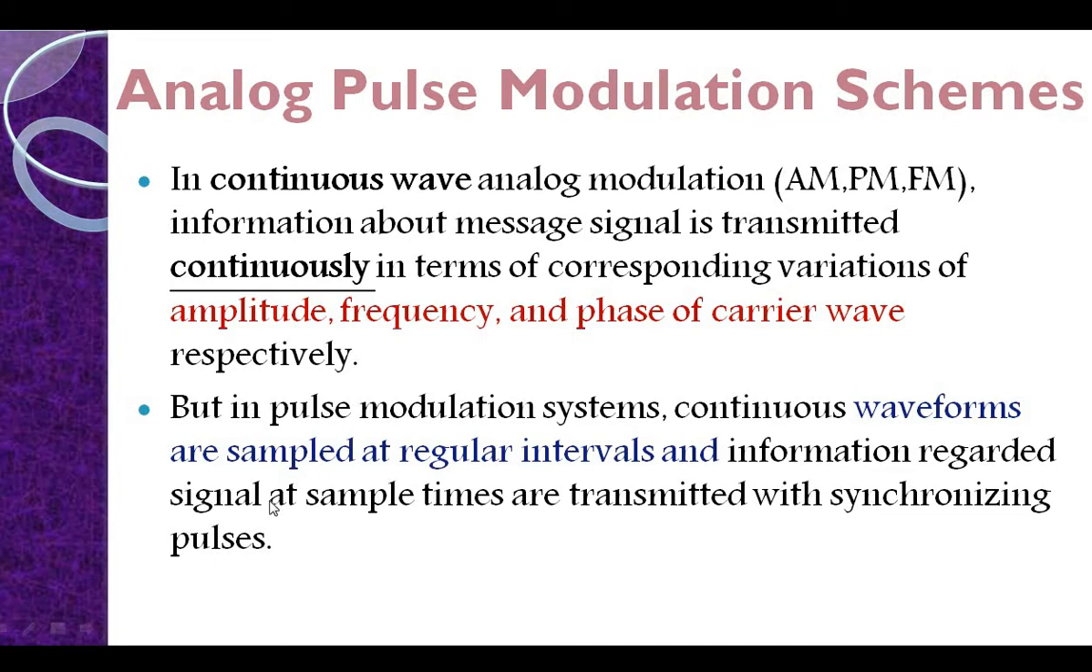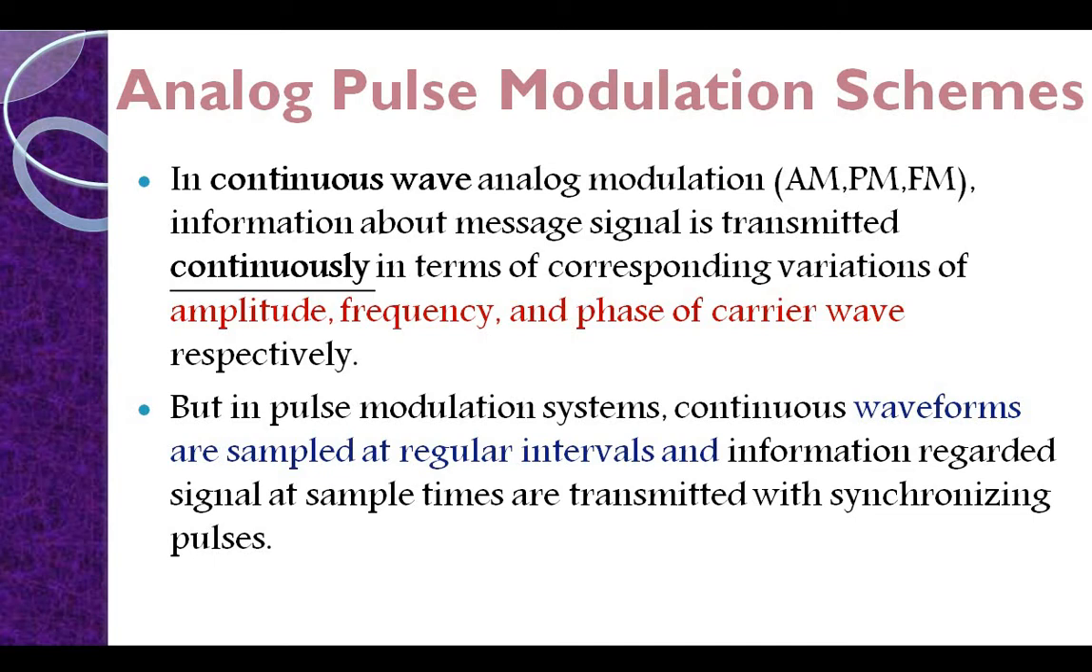The information regarding the signal at sample times is transmitted with synchronizing pulses. It checks which carrier is synchronized with that one. I'll then synchronize, they'll modulate, and they'll send the signals. So this is how it is done. You're converting your continuous waveform into sampled waveforms at regular intervals, and your information regarding the signal at sample times is transmitted with the synchronizing pulses.